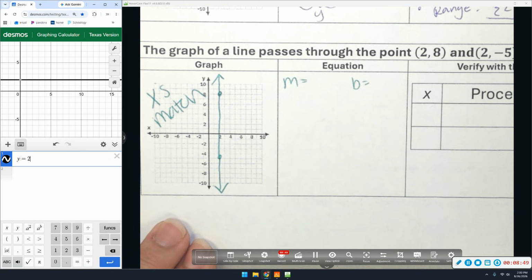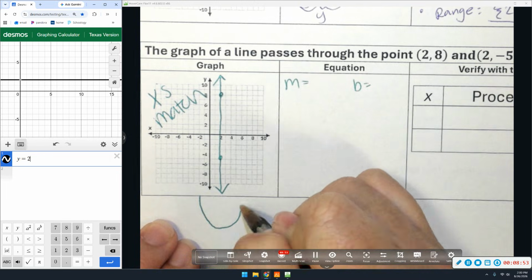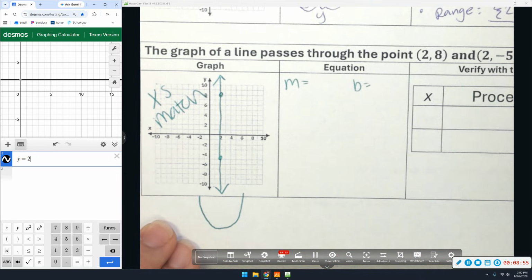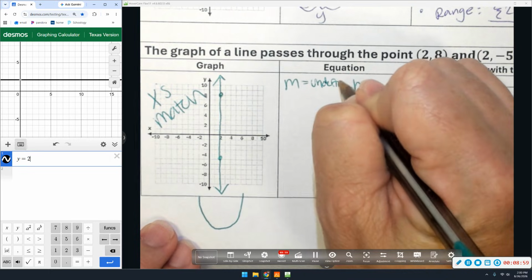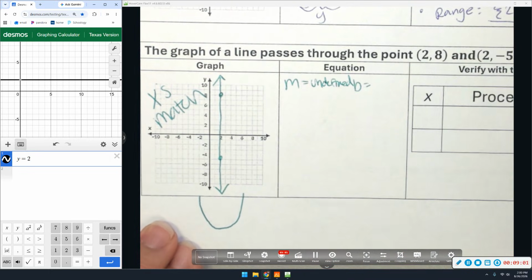What part of his face is it? Eyes, nose, or mouth? Nose. And in his nose, we have that big U at the bottom. What does that stand for? Undefined. When it is a vertical line, it is an undefined slope. Pretty much that means there is no slope.